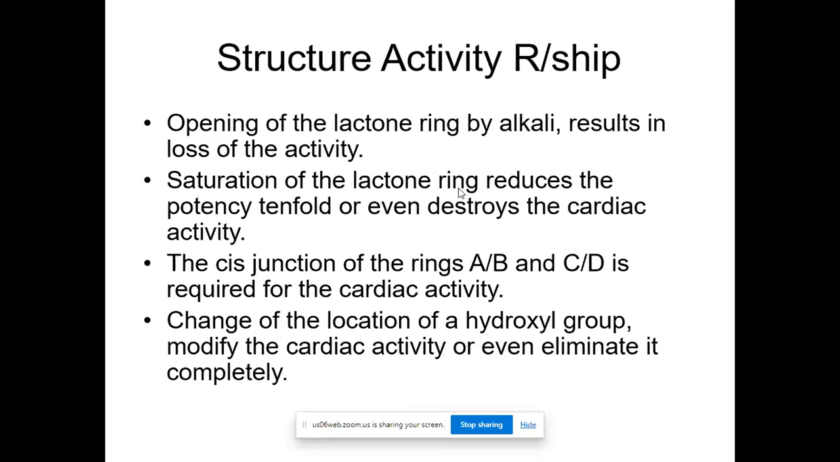The 5-membered and the 6-membered rings are both unsaturated. One is monounsaturated, the other one is diunsaturated. And then we have the cis junction. A, B are in cis configuration, C and D also in cis, and then there's the other, but A, B and C, D, they're in trans configuration. That is also important for the cardiac activity. The change of the location of the hydroxyl group modifies the cardiac activity or even eliminates it completely. Next slide.